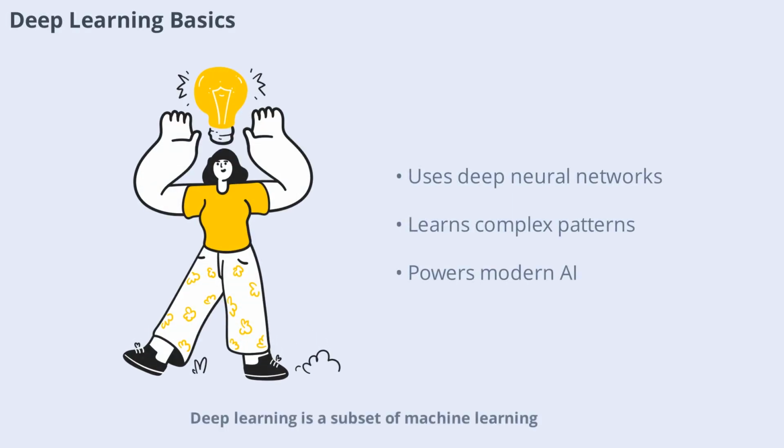Deep learning is a subset of machine learning that uses large neural networks with many layers. These deep networks can learn complex patterns from massive amounts of data, making them ideal for tasks like image recognition, natural language processing, and more. Deep learning has driven many recent advances in AI.